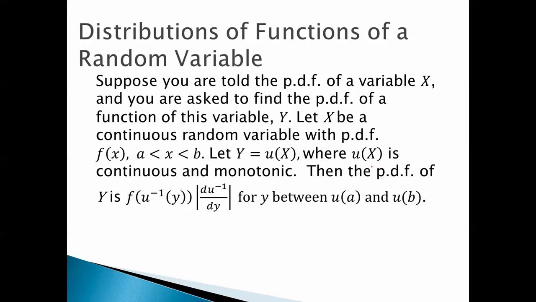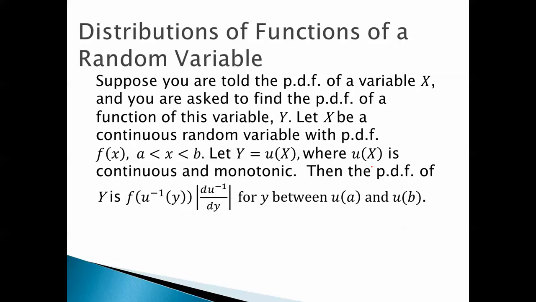Let x be a continuous random variable with PDF f of x. So again, as usual, x has PDF f of x between a and b. And y is, let's say, u of x, where u of x is continuous and monotonic. Then the PDF of y is f of u inverse of y times the absolute value of the derivative of u inverse with respect to y, for y between u of a and u of b.